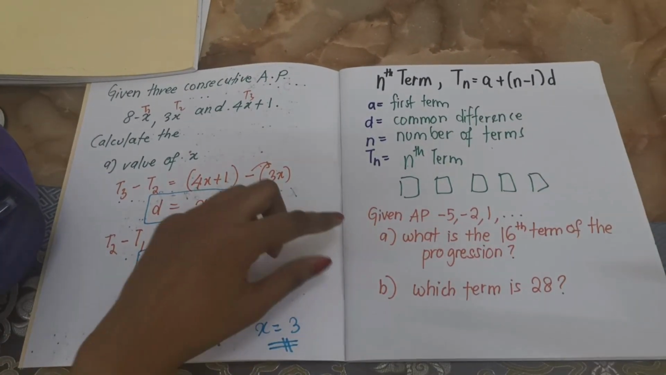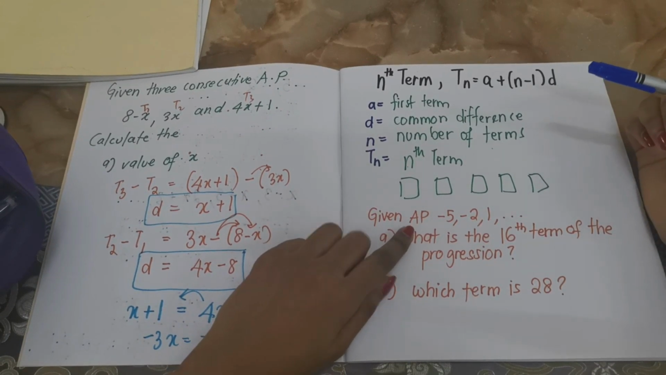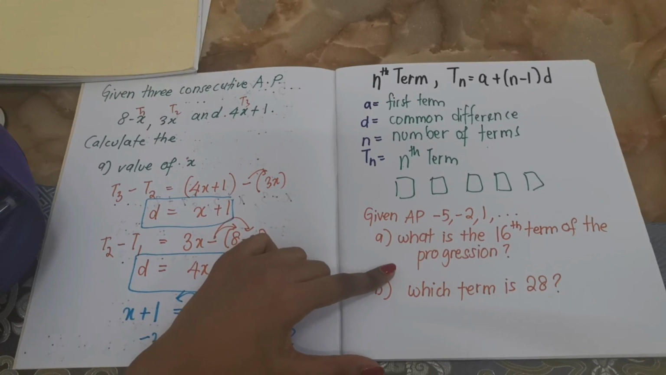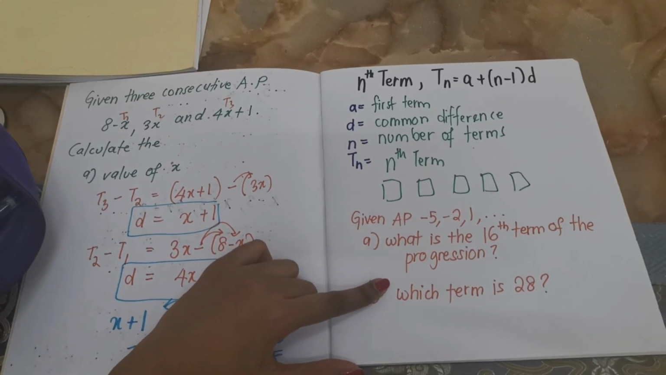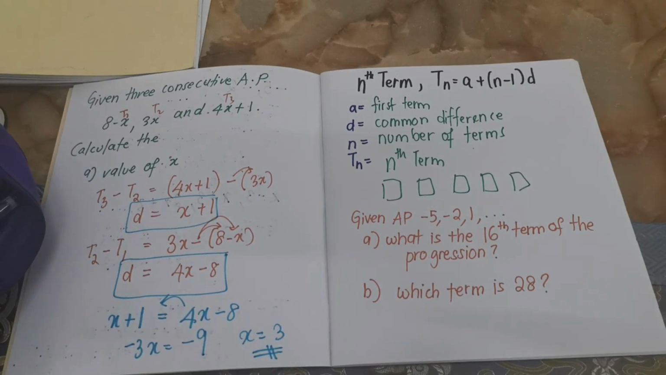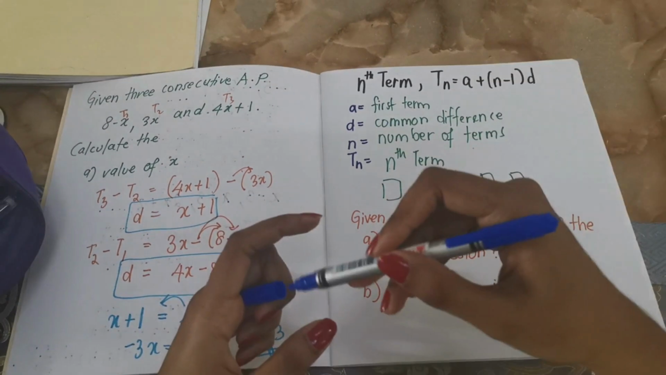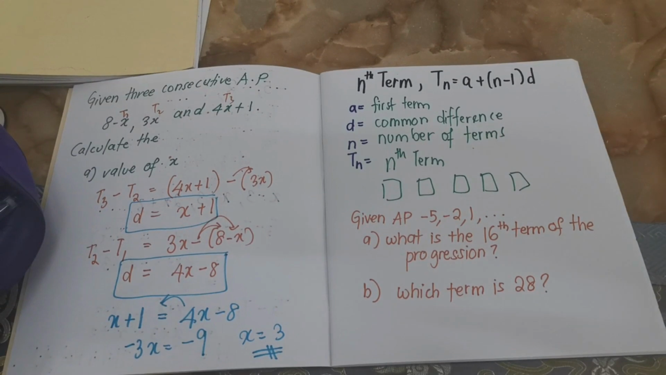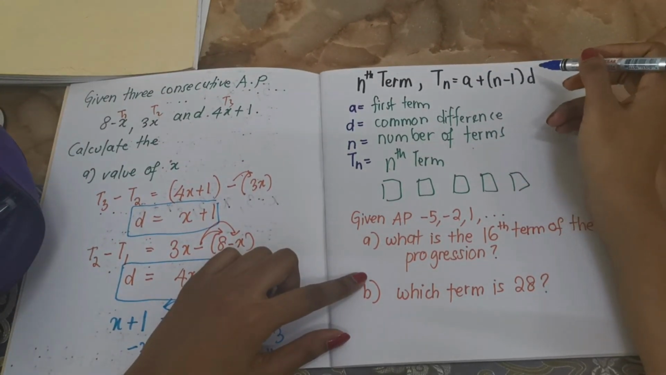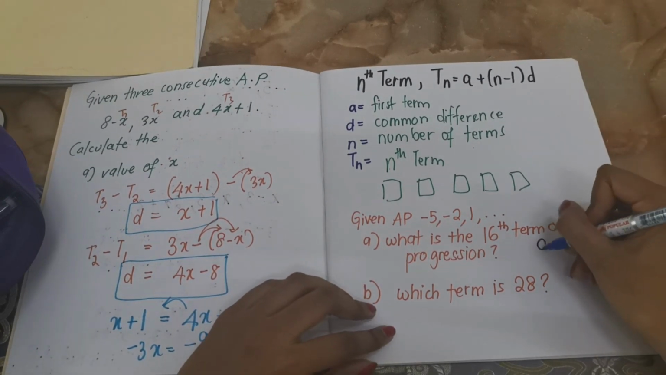The example is: given an arithmetic progression -5, -2 and 1, what is the 16th term of the progression? So you are now asked for the term number. First, the formula is Tn equals a plus n minus 1 d. So first let's identify what a is.